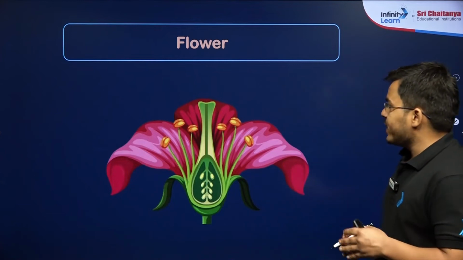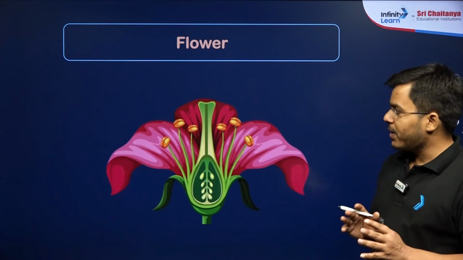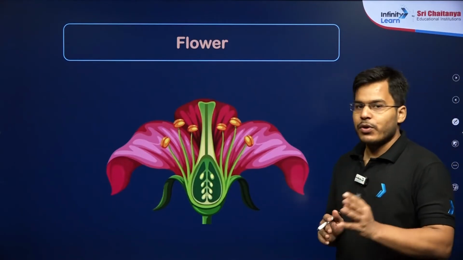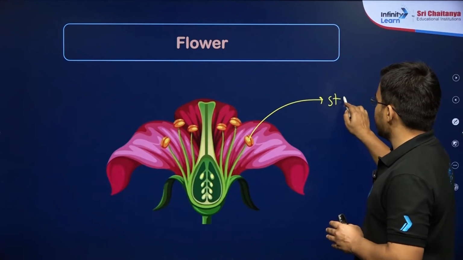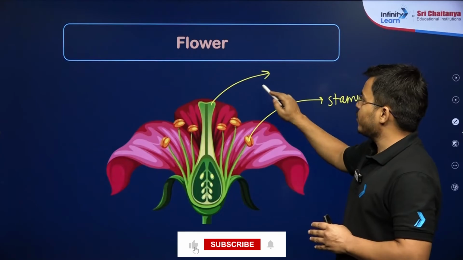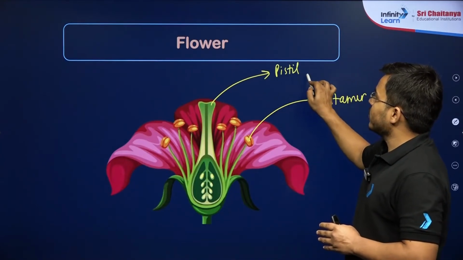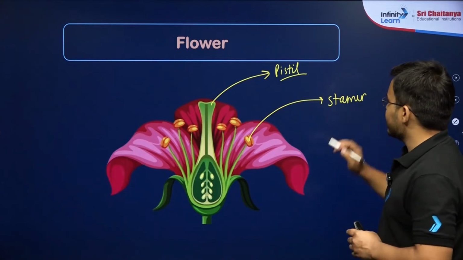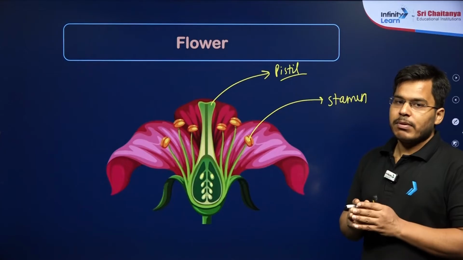Okay students, here you can see a flower. For the double fertilization process, we will be taking only two parts of the flower that are important. This part is the stamen, or the male part, and the second part is the pistil, the female part. So the pistil and the stamen, the male and female parts, are important for the process of double fertilization.